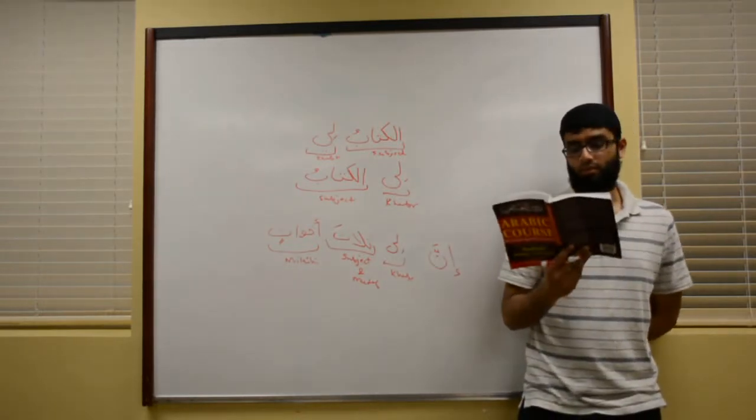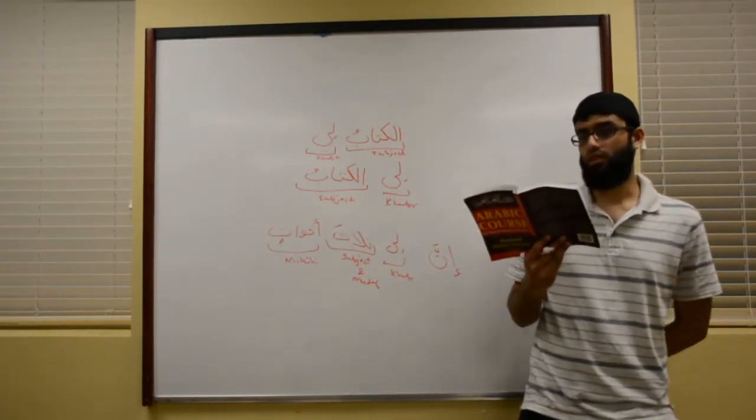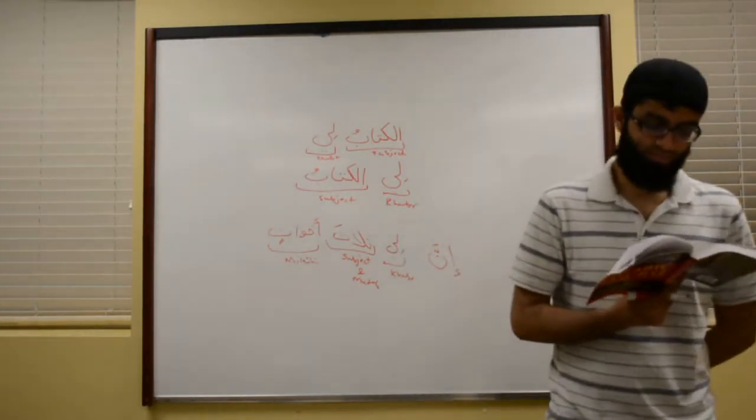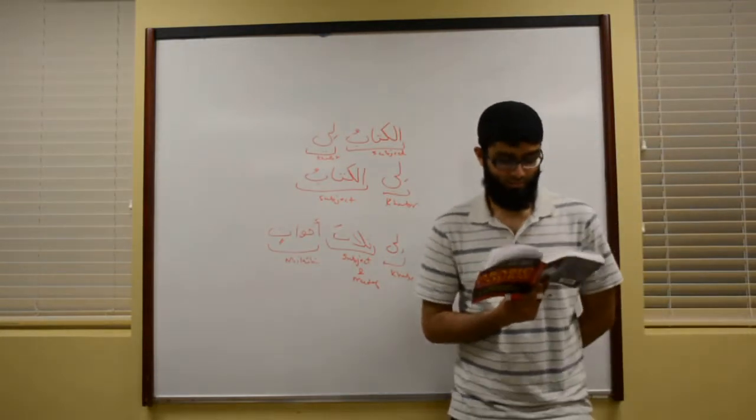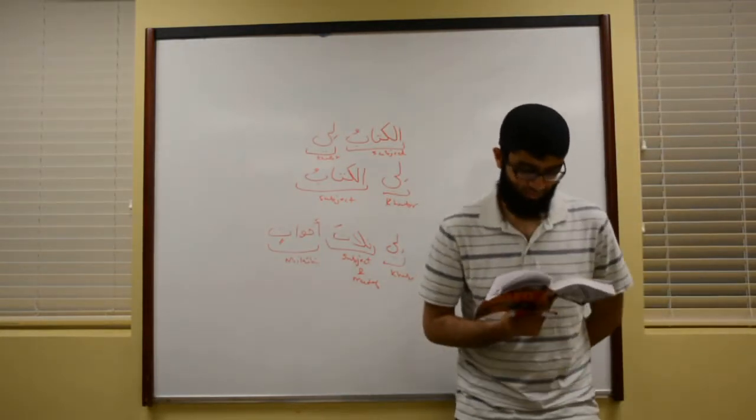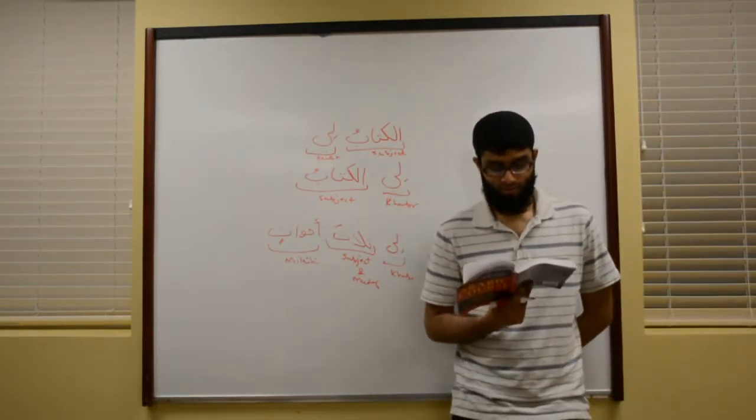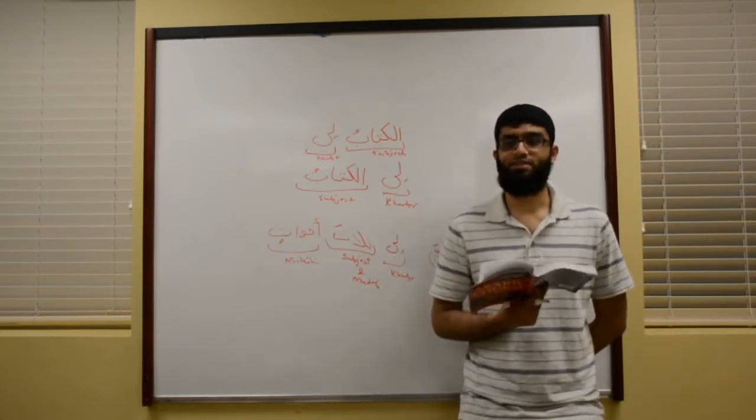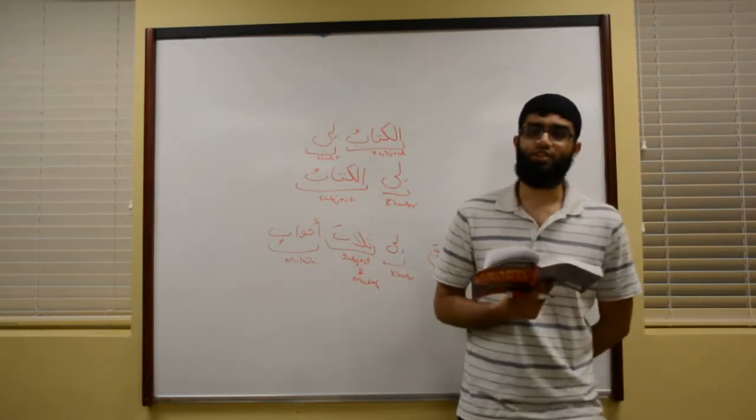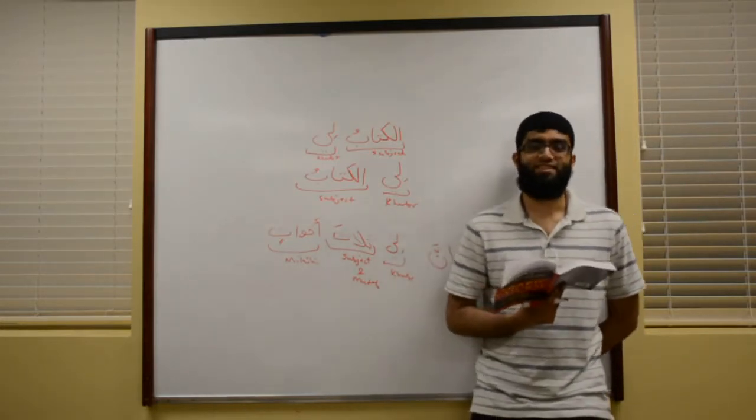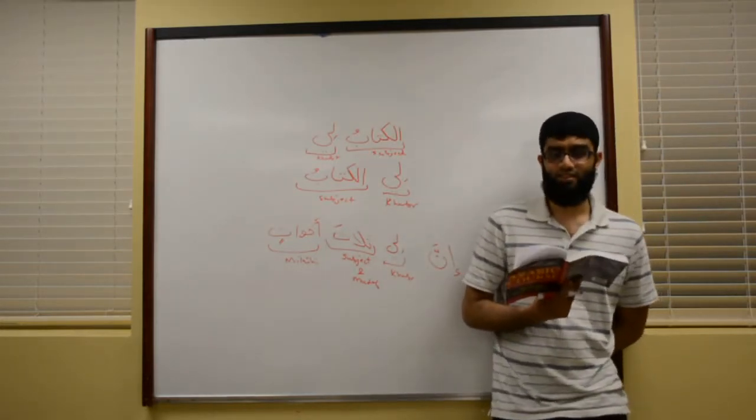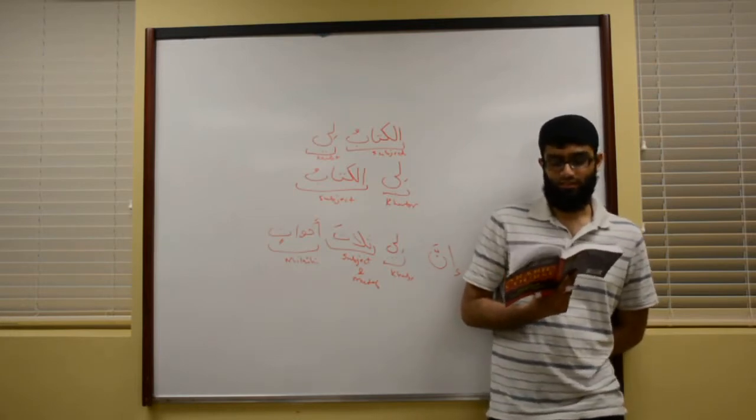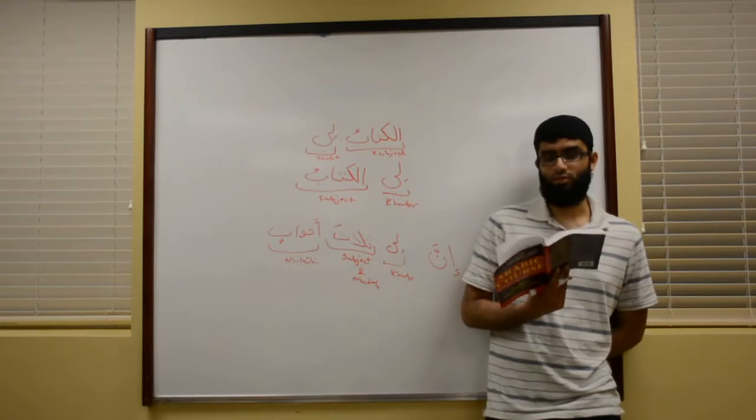Alright, I'll pick people to do this next one. Number 3, Brother Afnan. Fi jaybi mi'atu riyalin. What does that mean? Jaybi, in my pocket. In my pocket, yes. 100 riyals. I have 100 riyals. Are you in Saudi, brother?